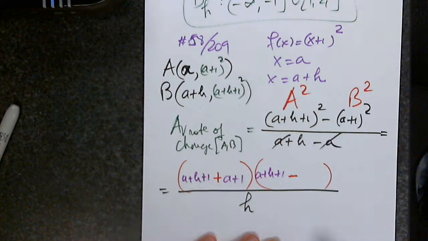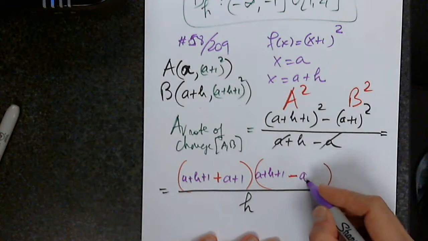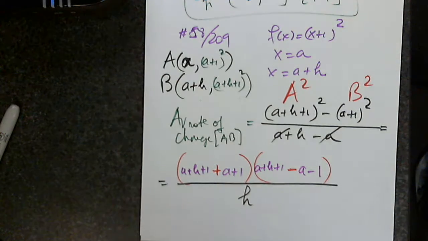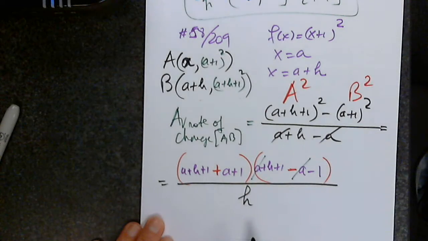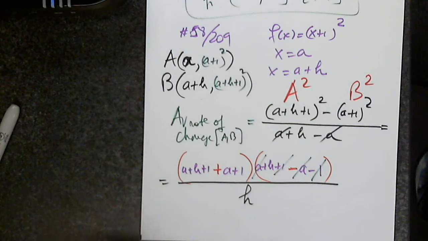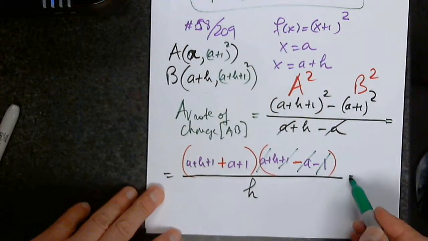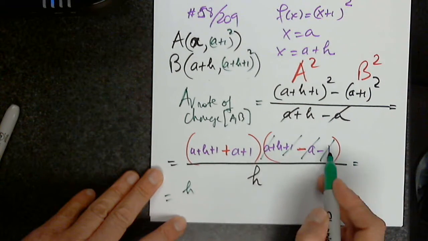But now I have to be very careful because I have to distribute this to a plus 1. So minus a minus 1. This is the easiest thing to do. And now let's see what happens. This negative a with this positive a, this positive 1 with this negative 1, and all I have is h that will go away with h, but I have to write it one more time. So I have h in front. From here there is only h left.